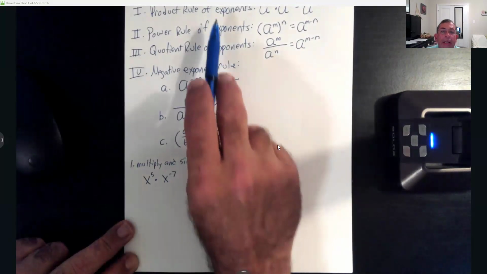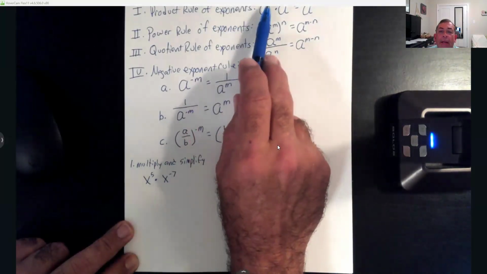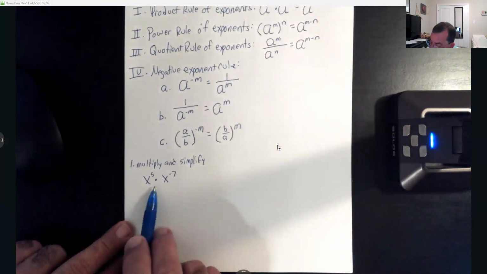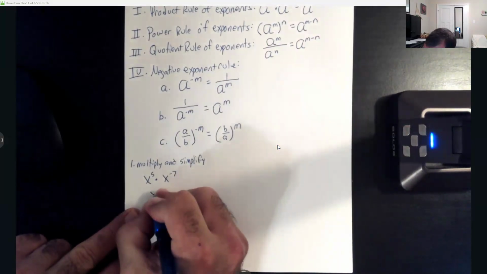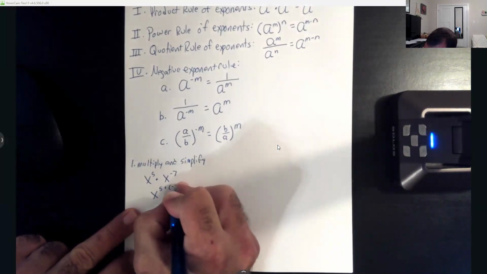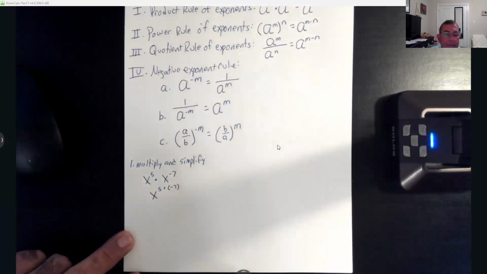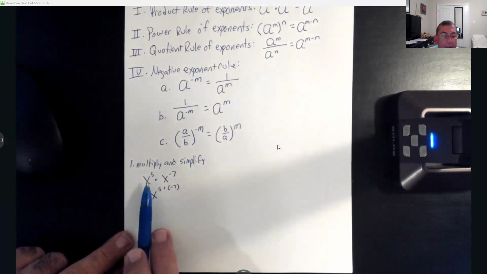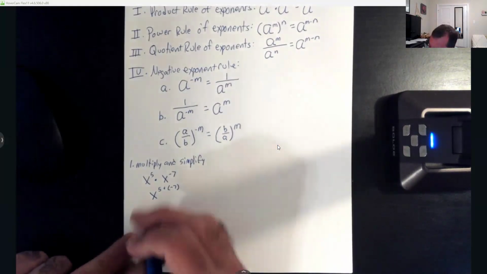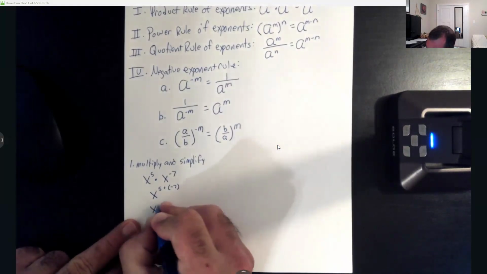So this goes to case one where I got a to the m times a to the n. I add the exponents. So this becomes x to the 5 plus a negative 7. So we're adding exponents since we're multiplying a variable times itself. Well, 5 plus negative 7 gives me a negative 2.